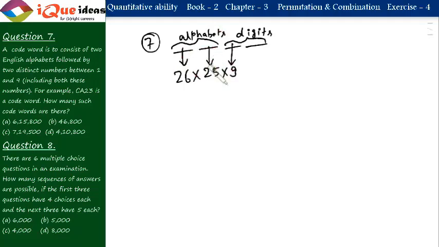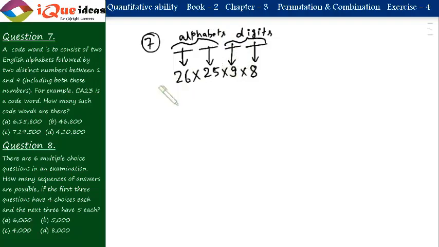9 ways. Now why 25? Why was the second place filled in 25 ways? Because there were a total of 26 alphabets and one of them has been used in the first place. Because we need distinct alphabets, the second place will have only 25 options. Similarly, in the digits case, the first place can be filled in 9 ways because there are 9 digits. Then the second place can be filled in 8 ways. Why 8 ways? Because there are a total of 9 and one of the digits is used in the first place of digits. So the second place can be filled in only 8 ways.